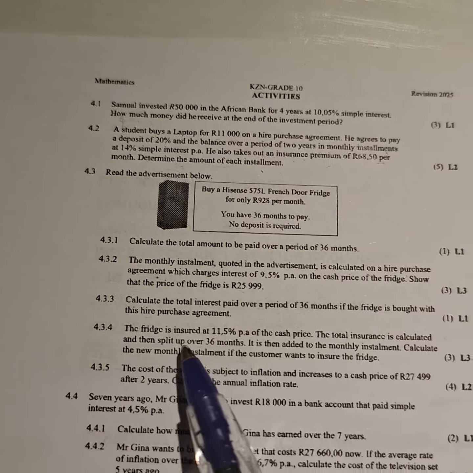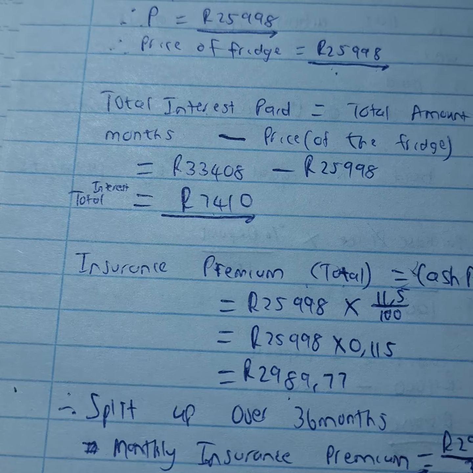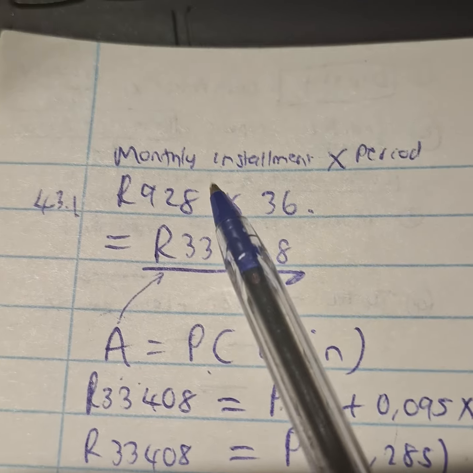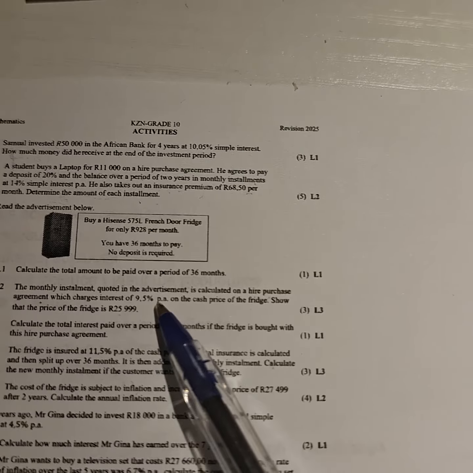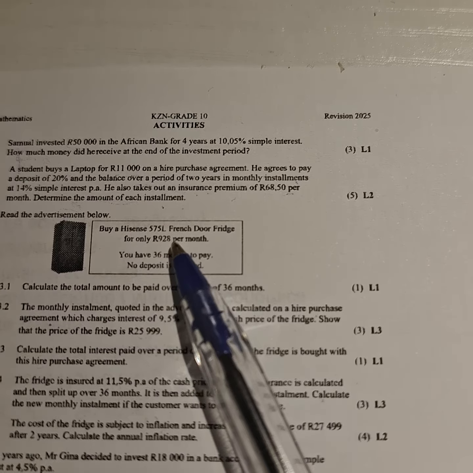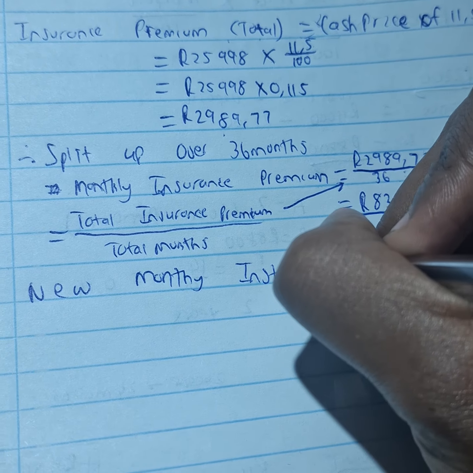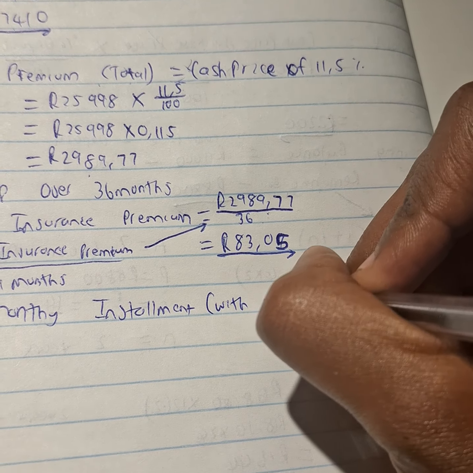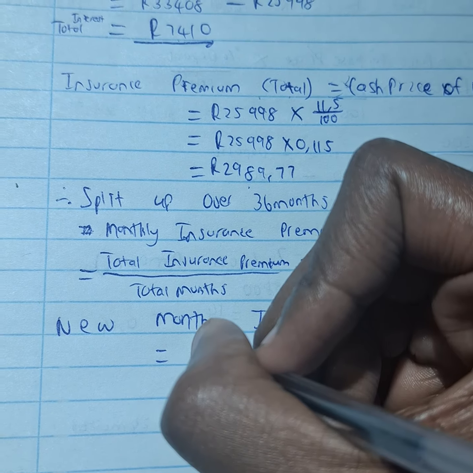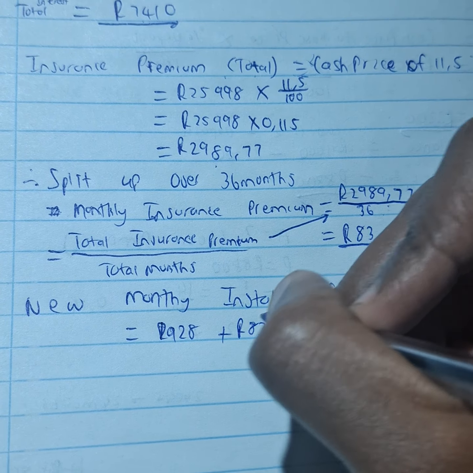Then what did they further on say? Calculate the new monthly installment if the customer wants to insure the fridge. Remember the monthly installment that was there. Did we have a monthly installment? Yes, the monthly installment was 928, right? Remember, buy Hisense fridge for only 928 rand per month. So this was the monthly installment. Now, if we are going to add the insurance, it means that the new monthly installment with the insurance premium is going to be equal to what? The monthly installment plus the premium, which means 928 rand plus the 83 rand and 5 cents.